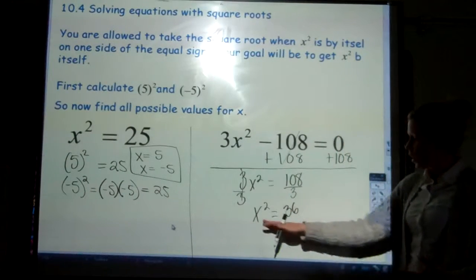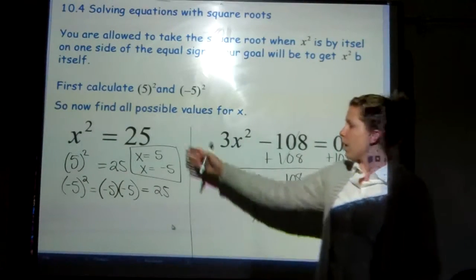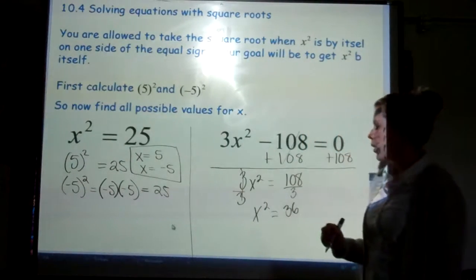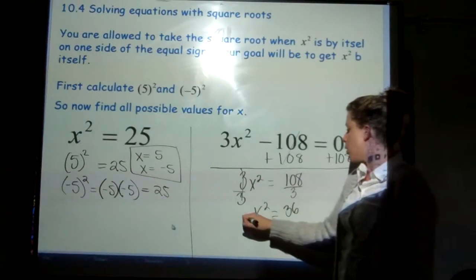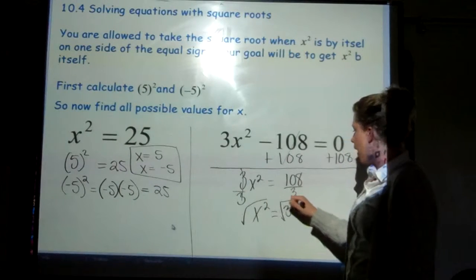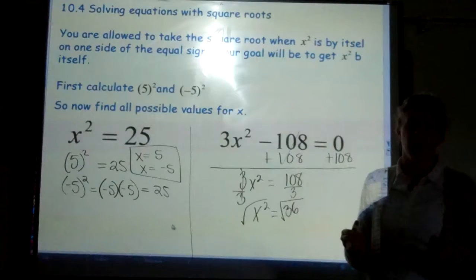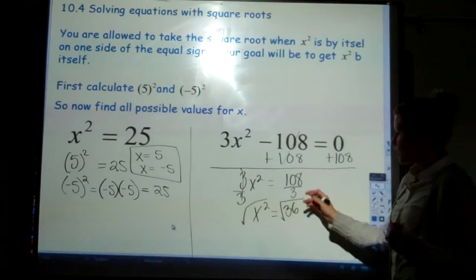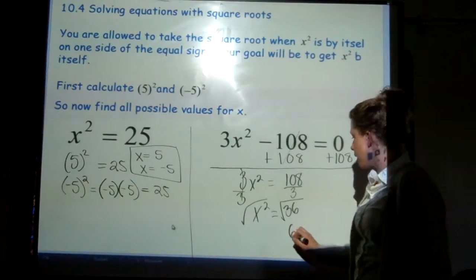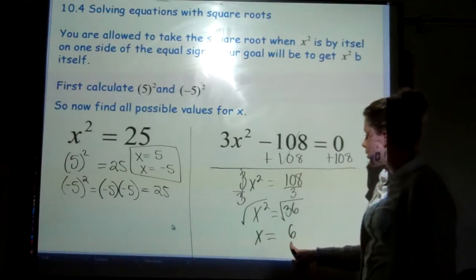Now, because our x squared is by itself now, it looks a lot like this equation, x squared equals 25, but this one's 36. So we can take the square root of both sides to figure out what numbers work for x, because it doesn't have to be just guess and check. So in this case, the square root of 36 is 6, so my x value is equal to 6.